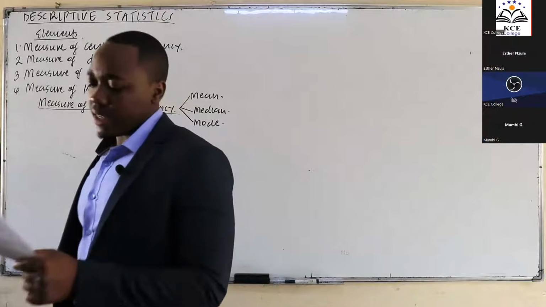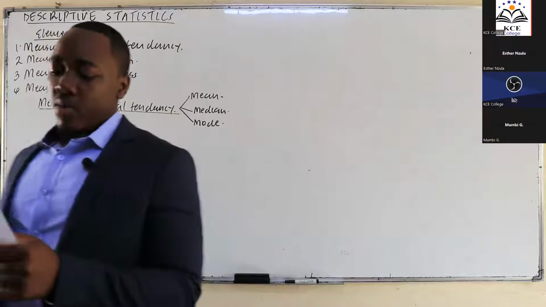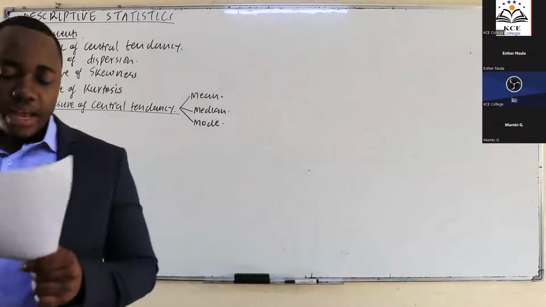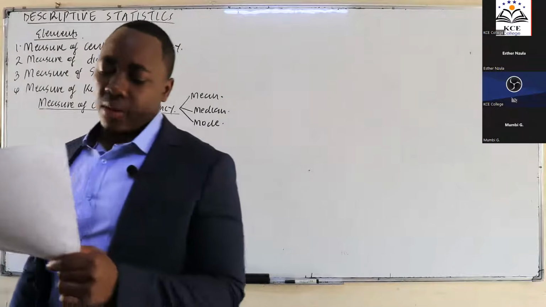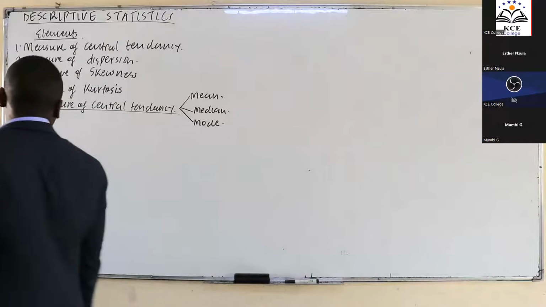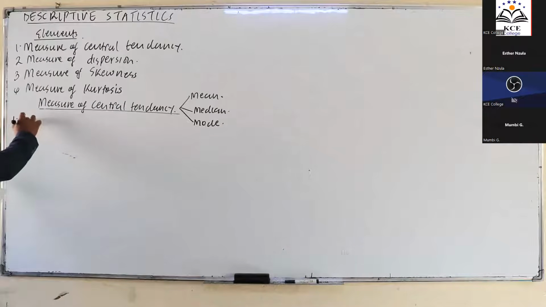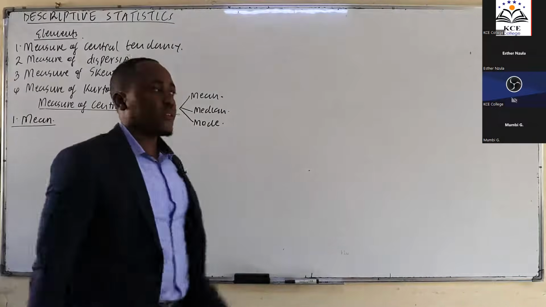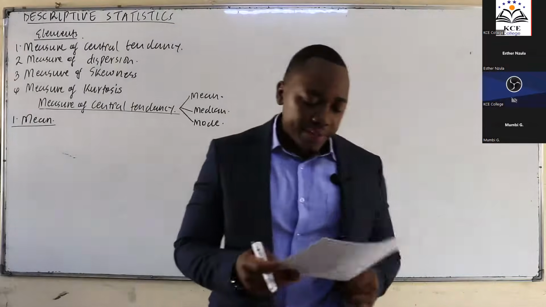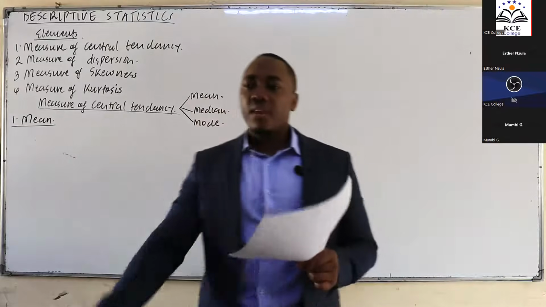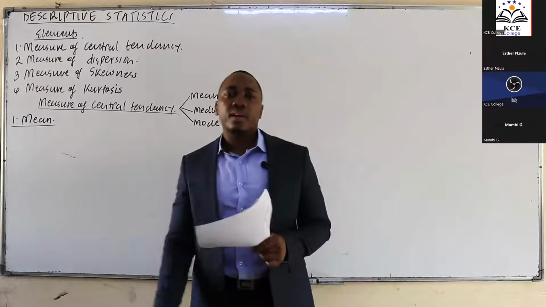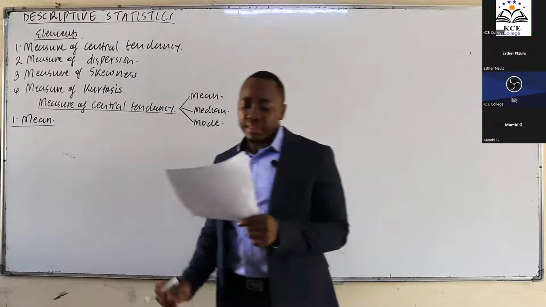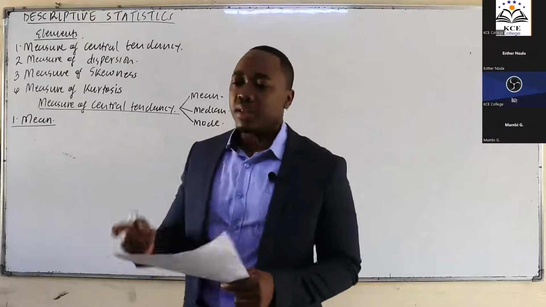And they are subdivided as follows. Number one, we have the mean, we have the median, and then we have the mode. Let's start with the mean. What do we mean by mean? Mean means the average. Can you underline the word average? This is the average of a set of data.